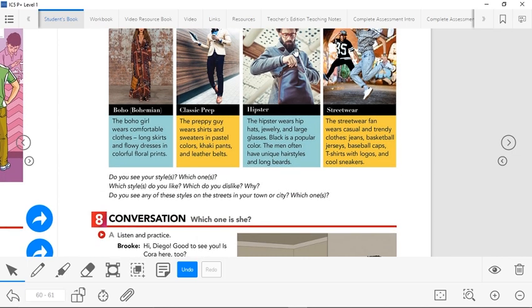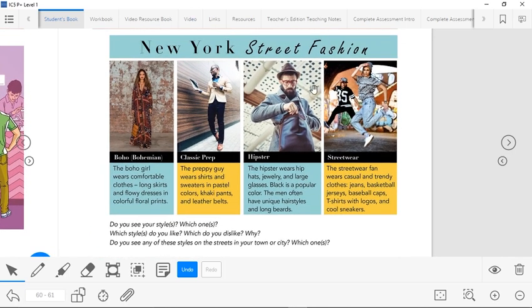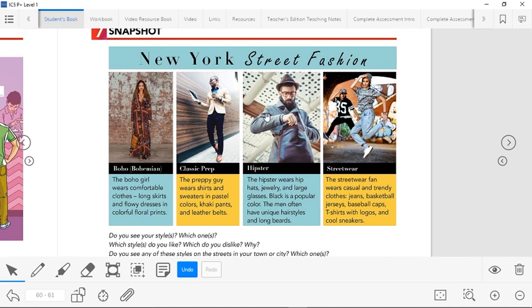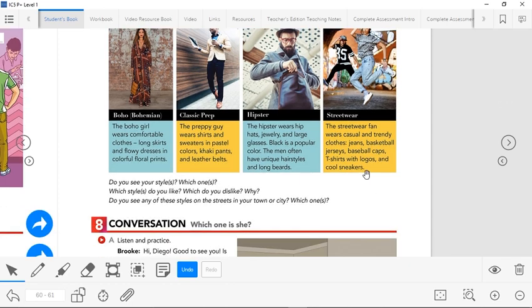Okay, very good. Do you like any of this kind? For example, for me, I actually don't like any of this. My type of wear and outfits is just minimalistic. But okay, maybe you like some of the streetwear, or the boho can be good looking, or classic prep if you want to be elegant or stuff. Okay, very good.